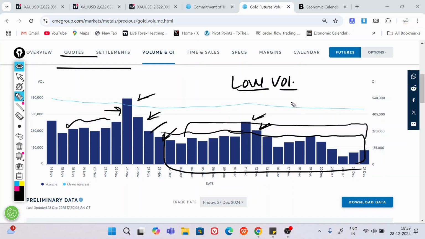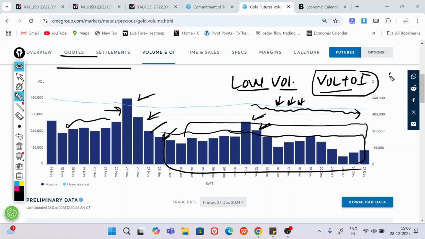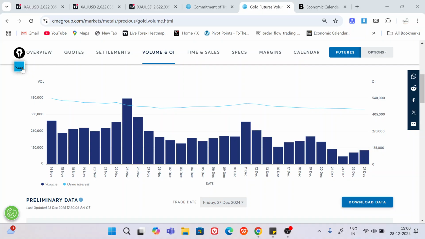Also, if we check the open interest line, this blue line right over here, you can see the open interest is also going down. So both volume and open interest were low and are low till the closing of the recent week. We have seen the decline in both. So there is no big sentiment of any further big move as per these closings.